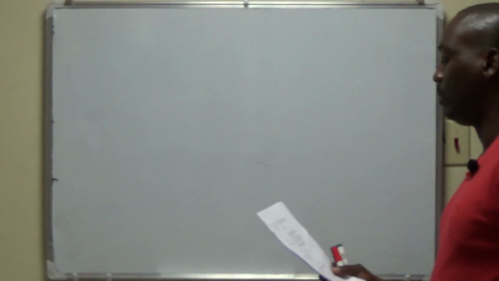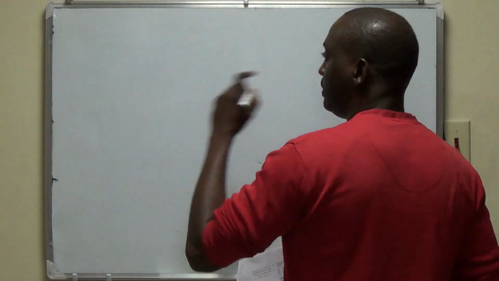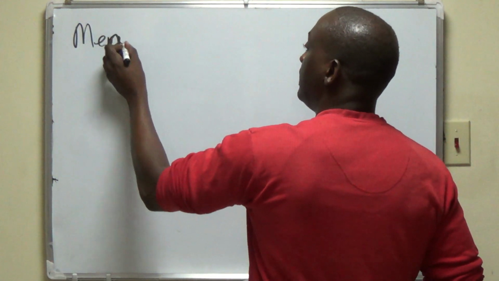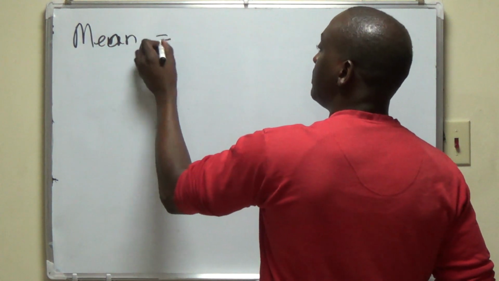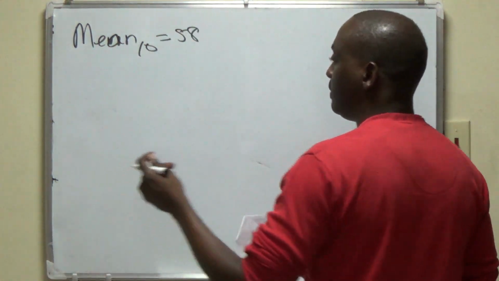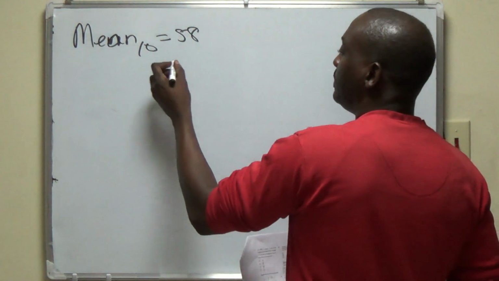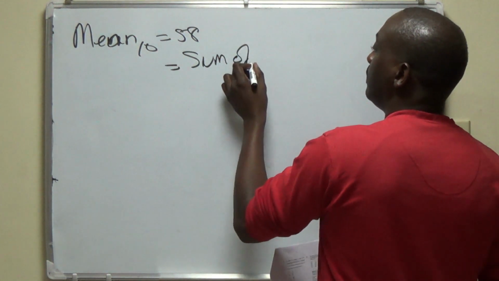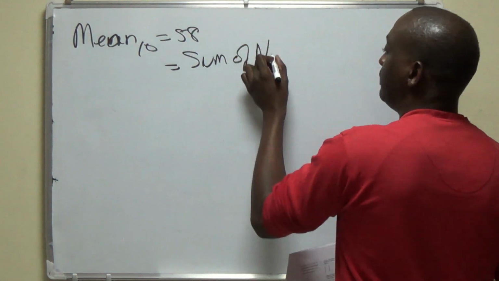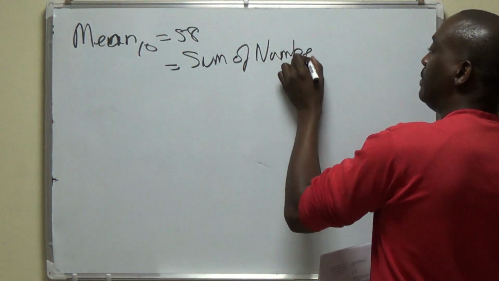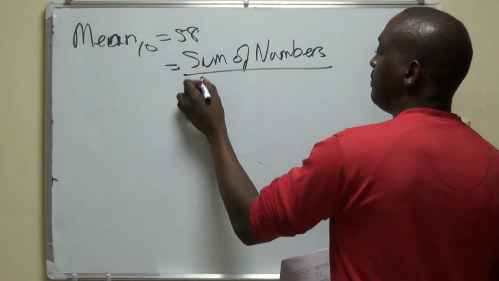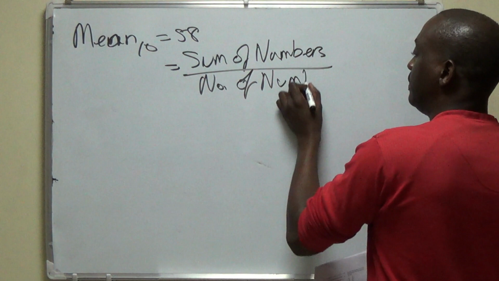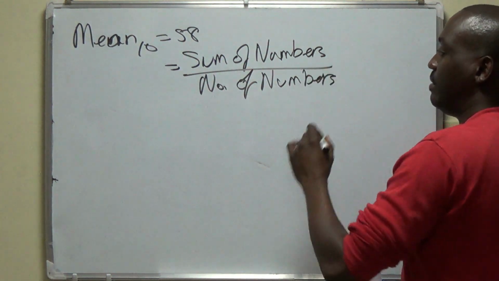So we know that the mean of 10 numbers is equal to 58. We know that the mean is equal to the sum of the numbers over the number of numbers, right? So I'm going to write it out just for the sake of explanation here. The sum of the numbers over the number of numbers. And we know that that is equal to 58.